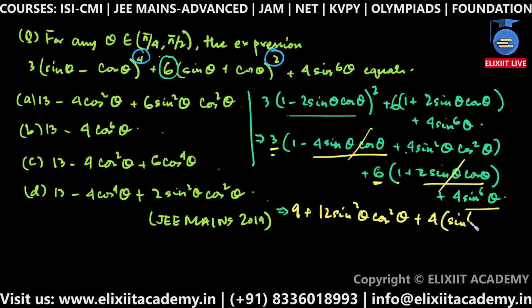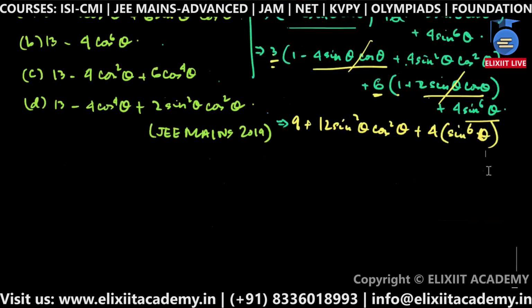How will you simplify sine to the power 6 theta? Understand very carefully. You have learned multiple angle, submultiple angle, right? So sine to the power 6 theta is there. For your simplification, I'm writing sine to the power 6 theta as sine square theta whole to the power 3. Definitely we can write it as sine square theta whole to the power 3.